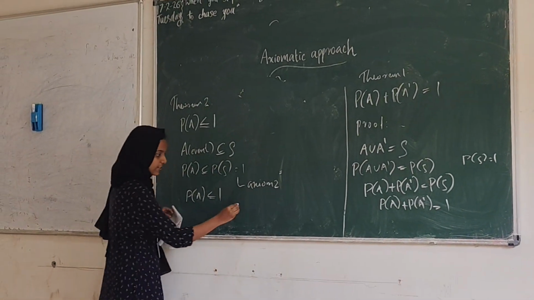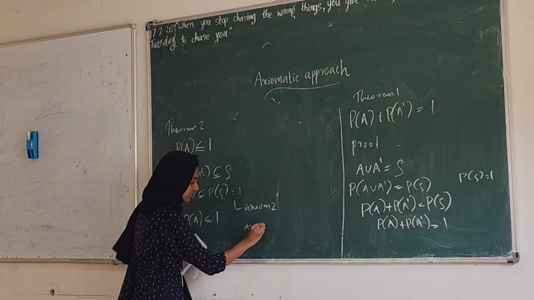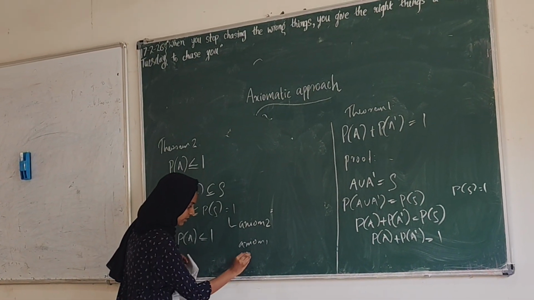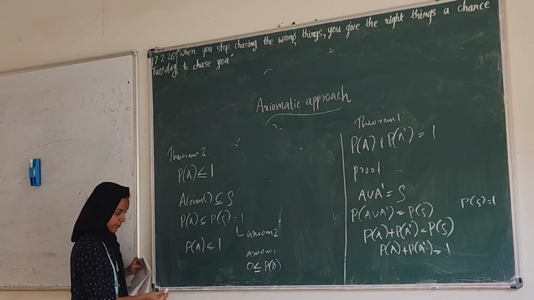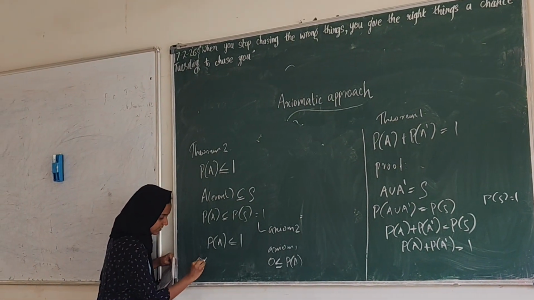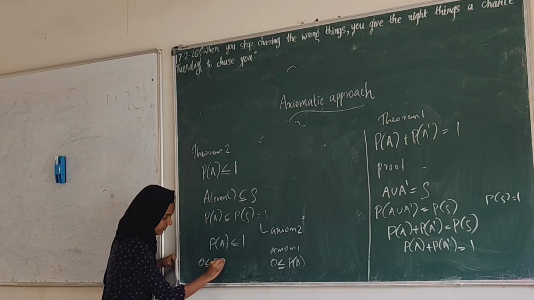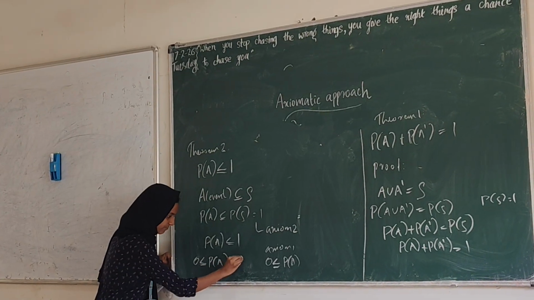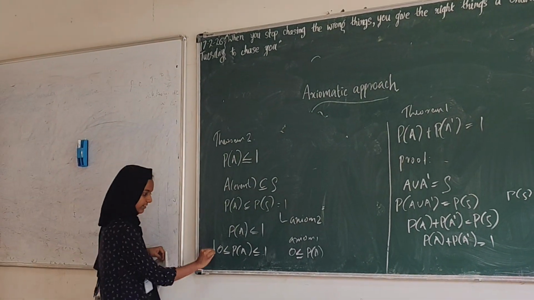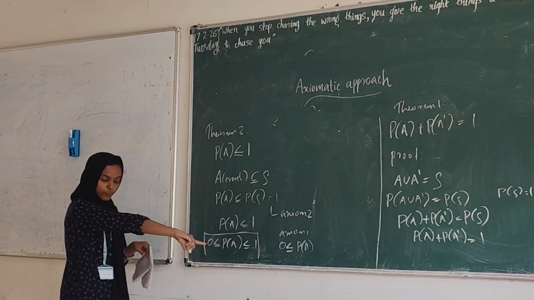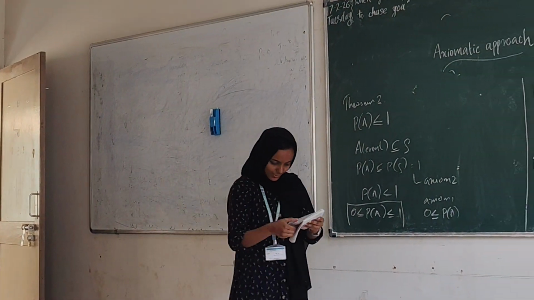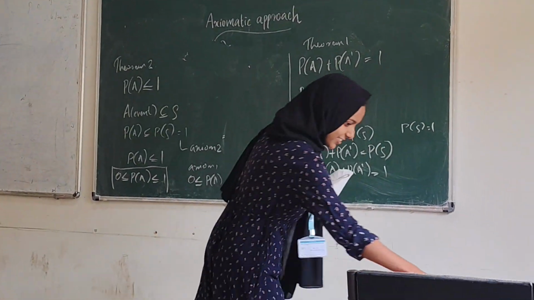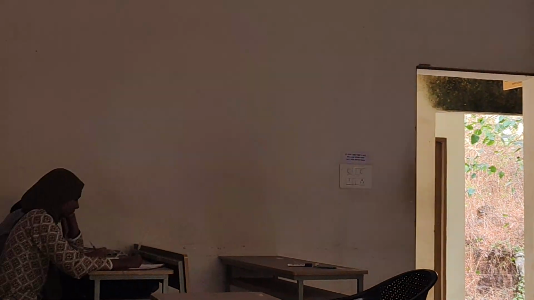From the first axiom, we know that the probability of A is greater than or equal to 0. So we can write it like this: probability will always be between 0 and 1. Then moving to the next theorem.